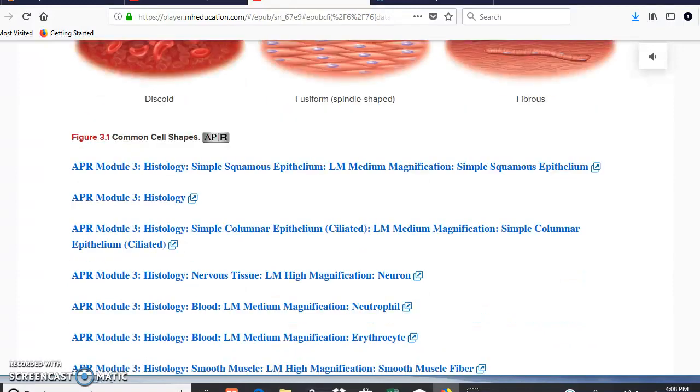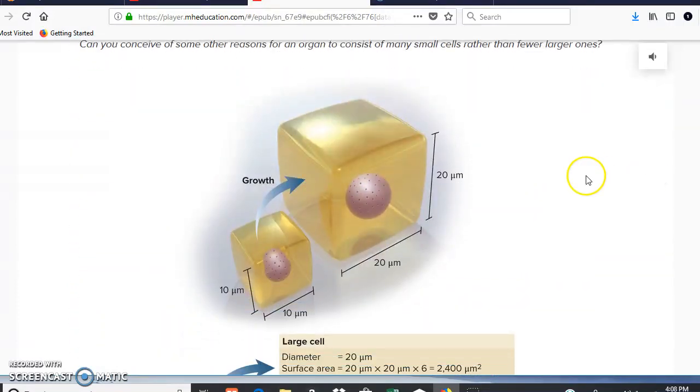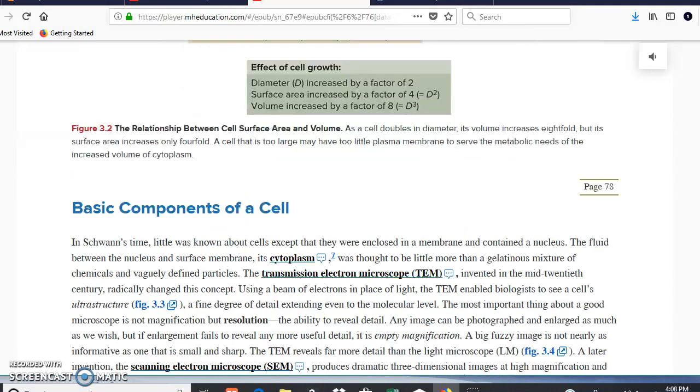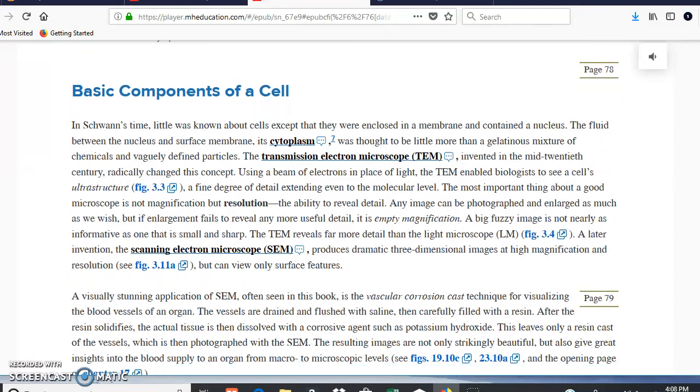You scroll down. Next concept that we need to understand is that the cells have different sizes. Well, organs have different sizes, so it makes sense to have cells with different sizes as well. So you need to understand the cells have different shapes as well as different sizes.